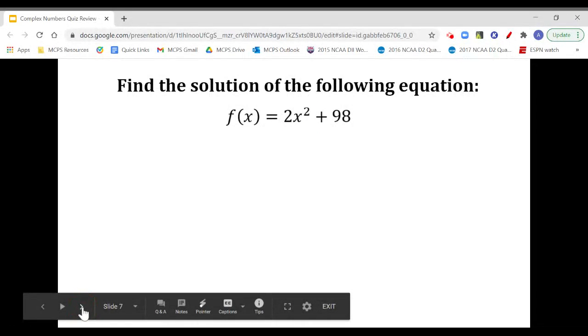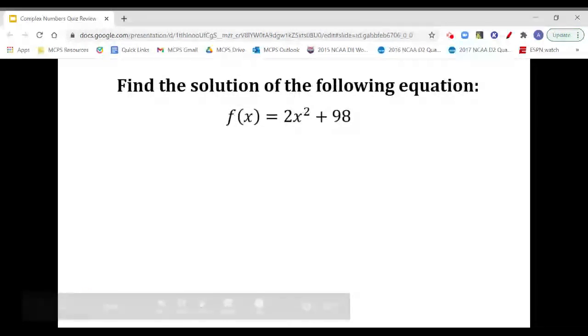Okay, now we have a similar problem, but it's worded different. So it's asking me to find the solution of the following equation. So this is in function notation, f of x equals 2x squared plus 98. It asks for the solution. This goes back a little bit, but if you remember, we talk about solutions. A solution is also called a root. It's also called a zero. Okay, and so basically the solution is where the function is equal to 0.